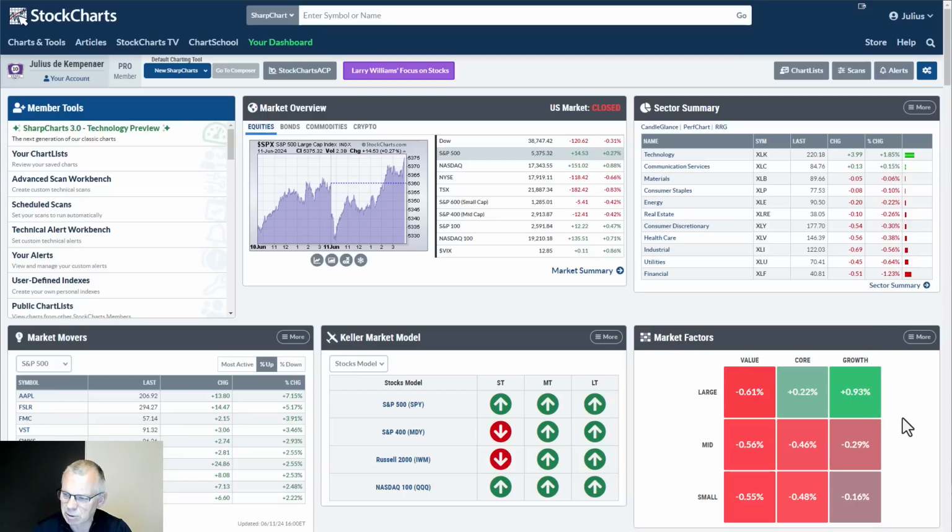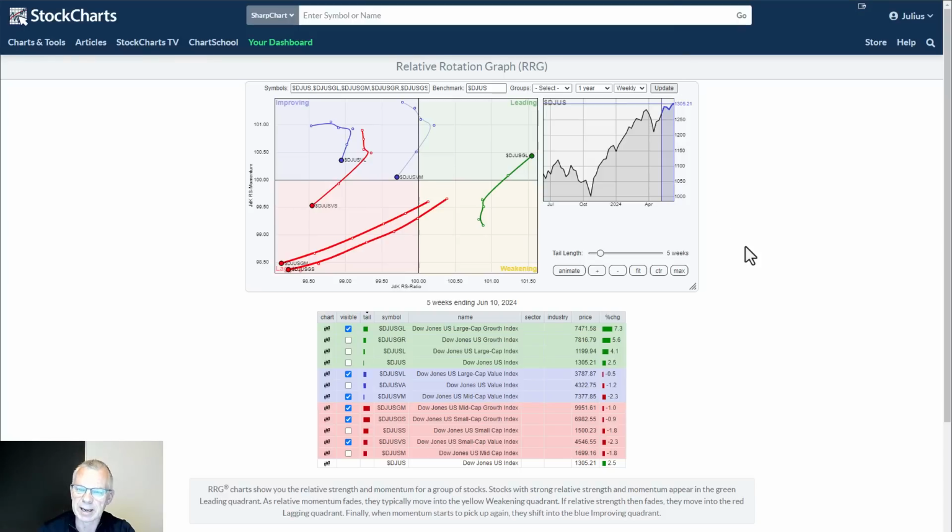But what struck me especially is this market factor grid, because we've talked about the breakdown of growth and value stocks into the size segments. And if you remember, pretty much the only segment that had a positive outlook was large cap growth. And let me bring that RRG back into your memory.